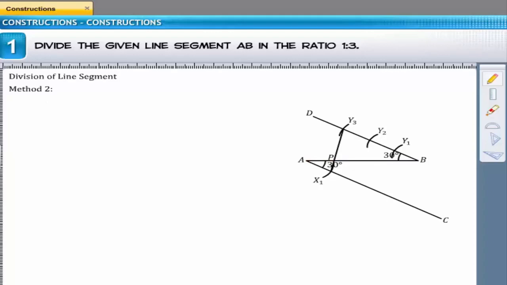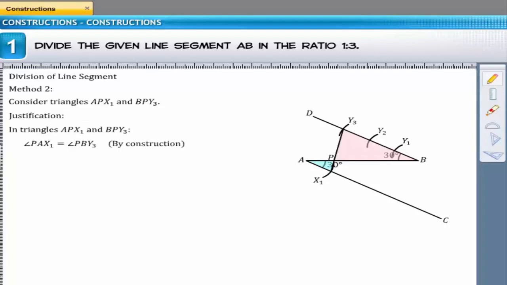Now, let us verify this construction mathematically. Consider triangles APX1 and BPY3. In triangles APX1 and BPY3, angle PAX1 is equal to angle PBY3 by construction, since we made both the angles equal to 30 degrees.